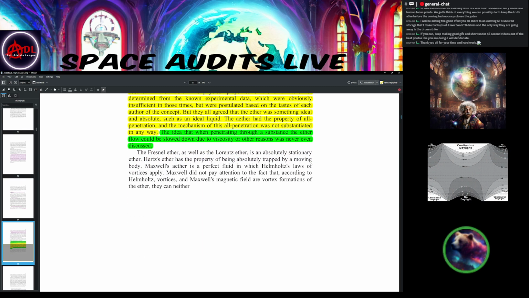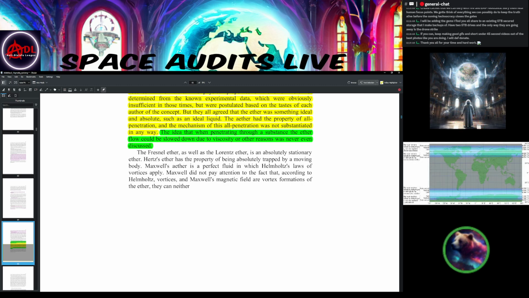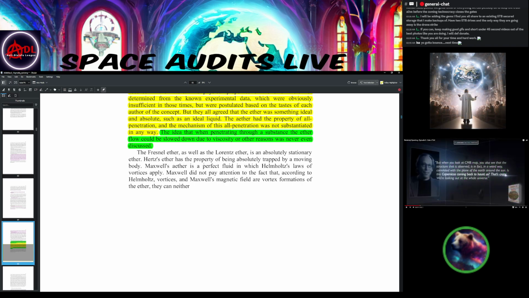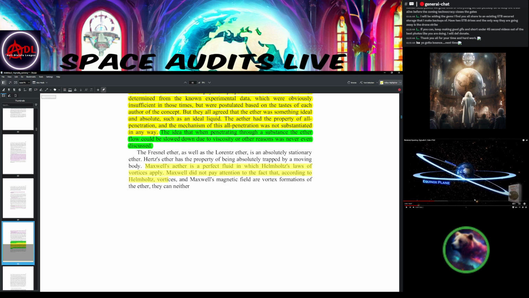All right, the Fresnel ether was, like the Lorentz ether, an absolutely stationary ether. Hertz's ether had the property of being absolutely trapped by a moving body. Oh, I think that was the entrained theory. And Maxwell's ether fluid was a perfect fluid, and Helmholtz's laws of vortices apply. I like me some Helmholtz vortices.